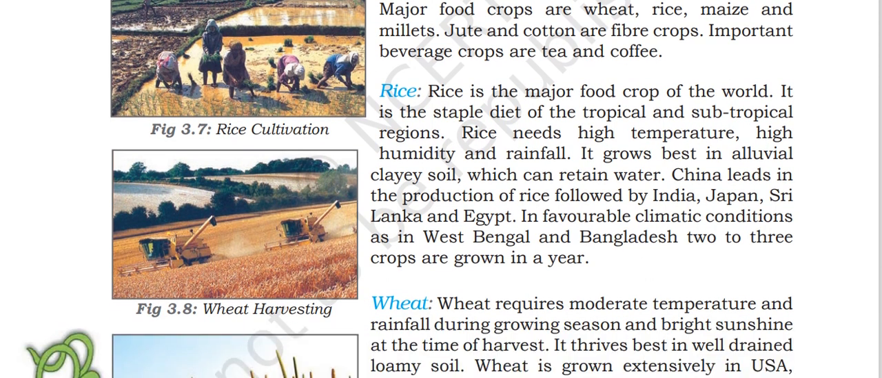Rice is the major food crop of the world. It is a staple diet of the tropical and subtropical region. Rice needs high temperature, high humidity, and rainfall. It grows best in alluvial clay soil which can retain water. China leads in the production of rice, followed by India, Japan, and Sri Lanka.